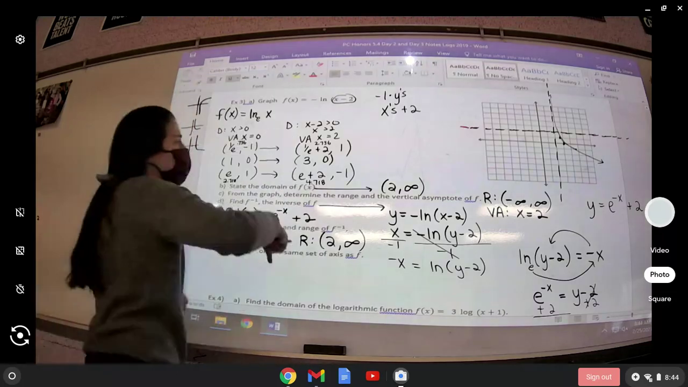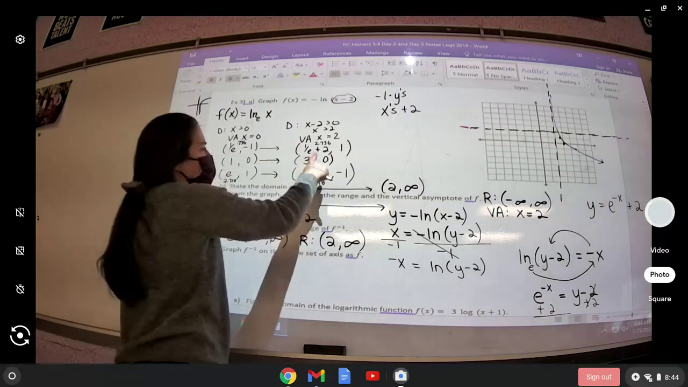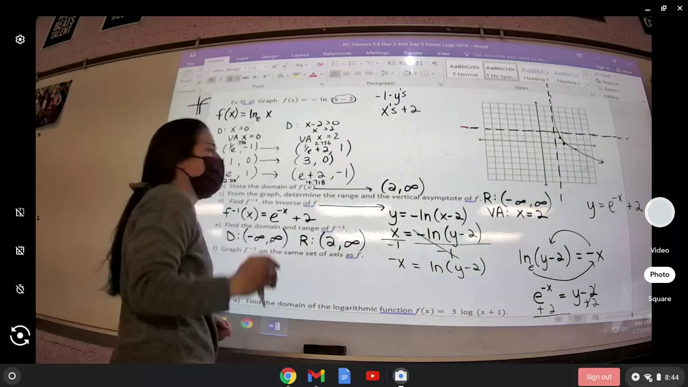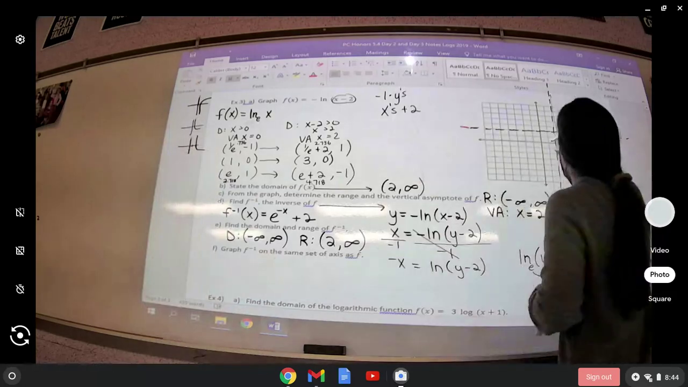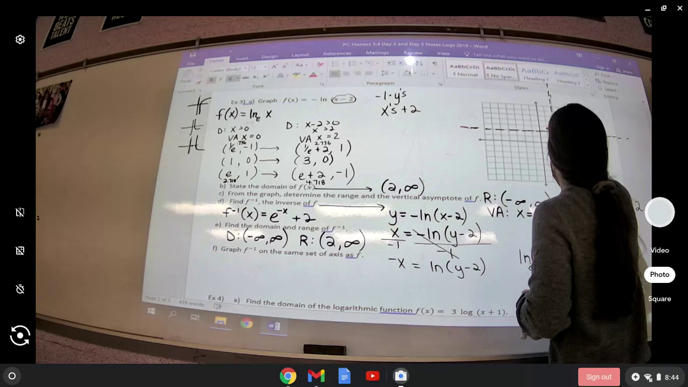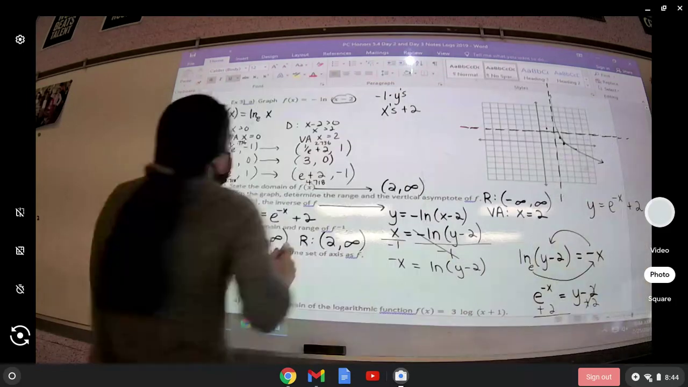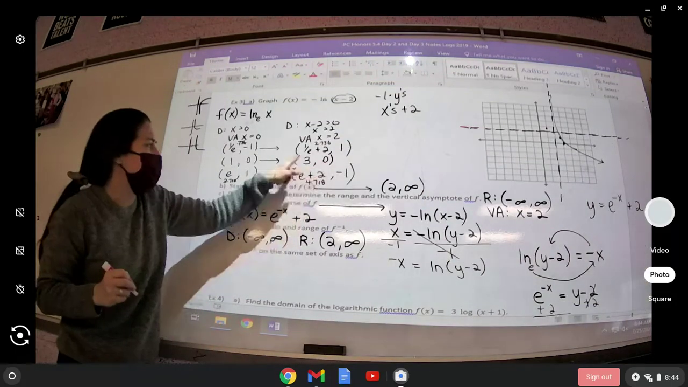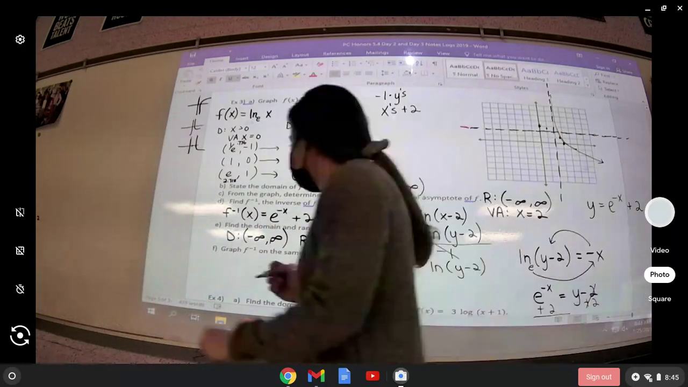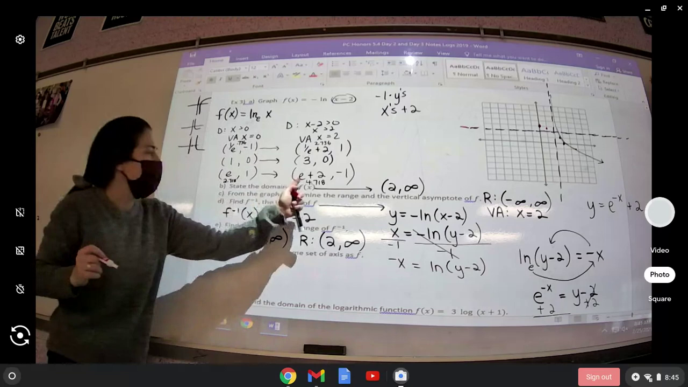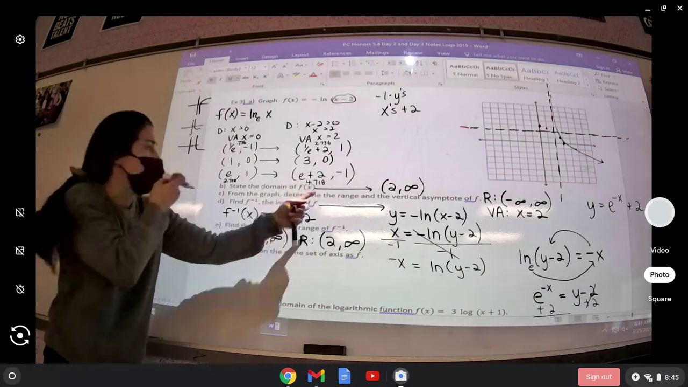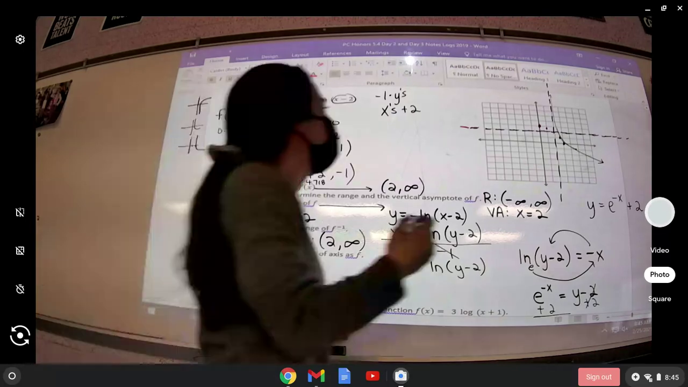All right, and then let's start switching up ordered pairs. If this is the point (2.736, 1), then (1, 2.736) is on the graph of the inverse. So 1, 2.736. Boom. All right. If (3, 0) is on the original, then (0, 3) is on the inverse. If (e plus 2, negative 1) is on the original, then (negative 1, e plus 2) is on the other one. So negative 1, 4.718.